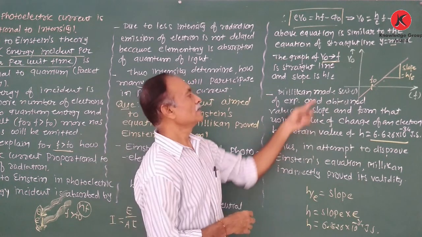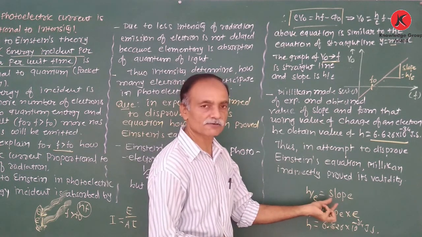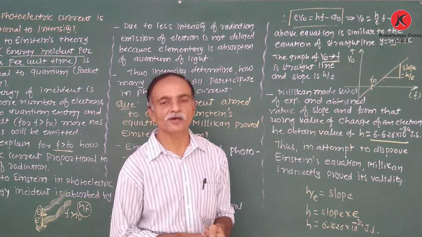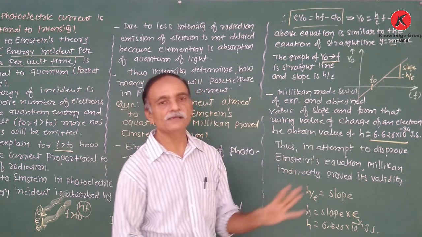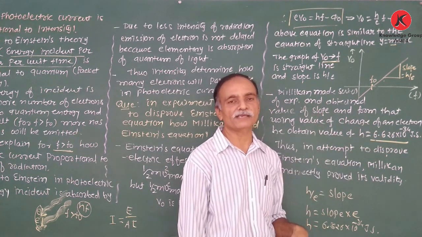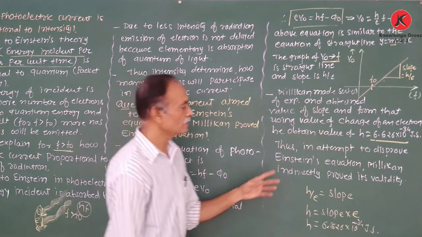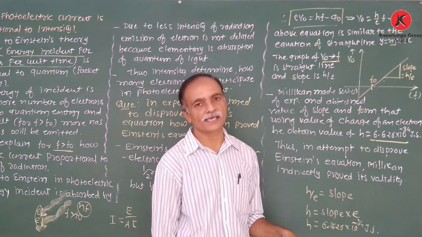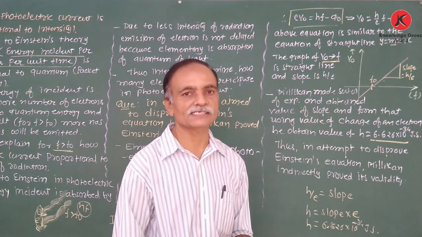From this slope, Millikan performed a series of experiments, and using h upon e equal to slope, in this equation he placed the value of the charge of an electron, 1.6 into 10⁻¹⁹ coulomb, and he obtained the value of h as 6.626 into 10⁻³⁴ joule second. Thus, in an attempt to disprove Einstein's equation, Millikan indirectly proved its validity. So here most of the part of the photoelectric effect is completed.